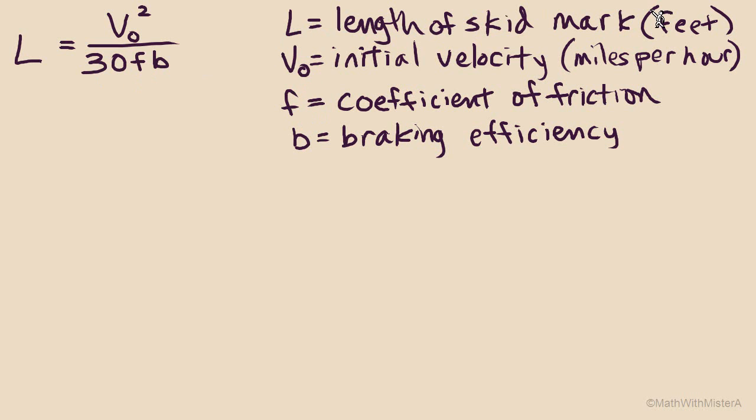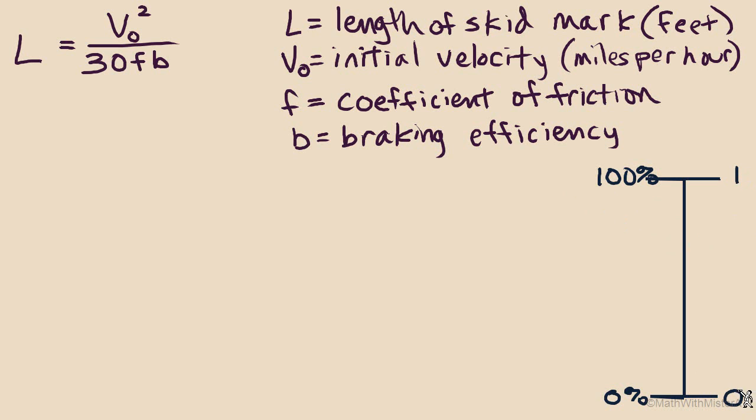L is the length of the skid mark measured in feet. V0 is the initial velocity, or the speed of the vehicle when it starts to brake. That's measured in miles per hour. The coefficient of friction and the braking efficiency are numbers between 0 and 100%. In the formula, we want them to be in decimal form, so they'll be numbers between 0 and 1.